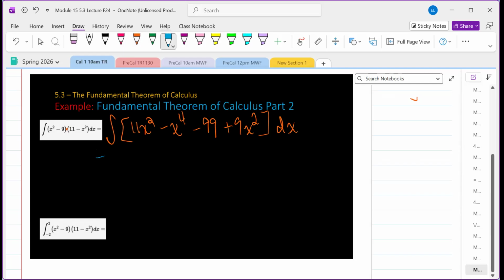All right, a little bit of cleanup. We end up with 20x squared minus x to the fourth and minus 99. Now, I still haven't done any calculus. That was just some algebra cleanup.